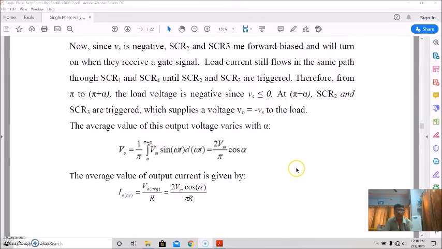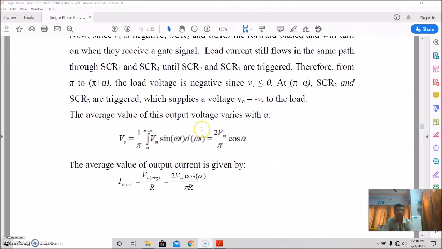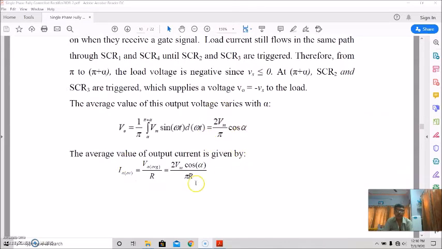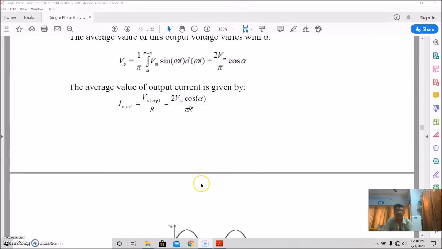So the average value of this output voltage varies with alpha, and this will be given by 1 by pi integration from alpha to pi plus alpha of Vm sin omega t d omega t. And that comes to this result, 2 Vm by pi cos alpha. And the average value of the output current will be this divided by R, so 2 Vm cos alpha by pi R.